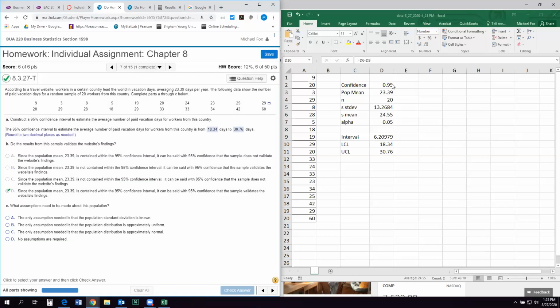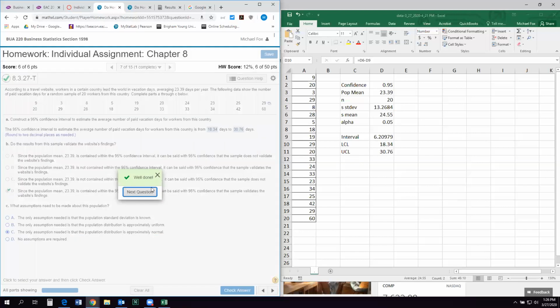And then it asks what assumptions we have to make about the population. And the answer is not much. The only thing we really have to assume is that the population is approximately normal, that it would follow a normal distribution. And that's it. So that is problem 8.3.27.